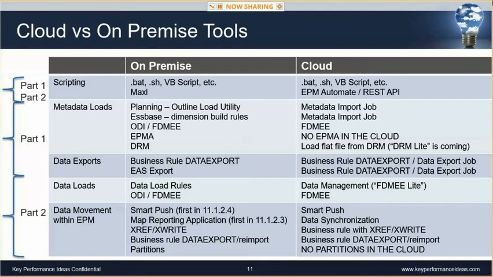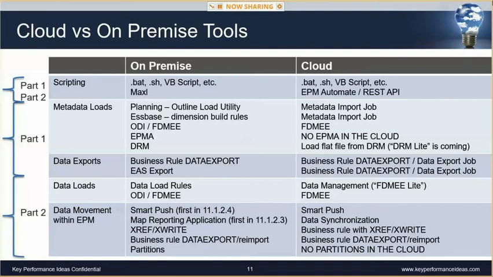So for scripting with on-premise, typically you would use batch scripting, shell scripting, VB scripting, and MaxL. With the cloud, you can still do that in shell and VB scripting, but instead of MaxL, you would use a tool called EPM Automate, which will do a lot of the functions that you would typically do in MaxL. There's another tool called the REST API, which gives extended functionality. EPM Automate actually sits on top of, is part of the REST API. That's part of its underlying foundation. But for most customers, EPM Automate will be just fine.